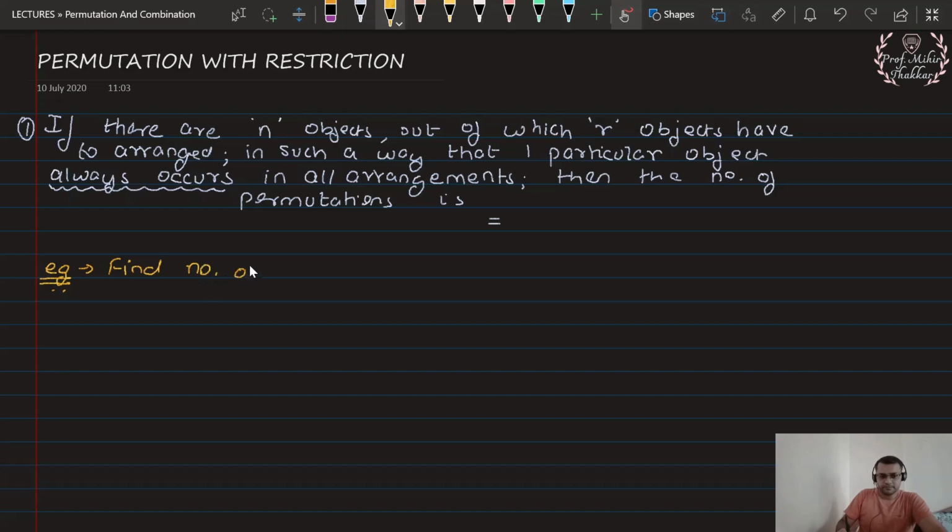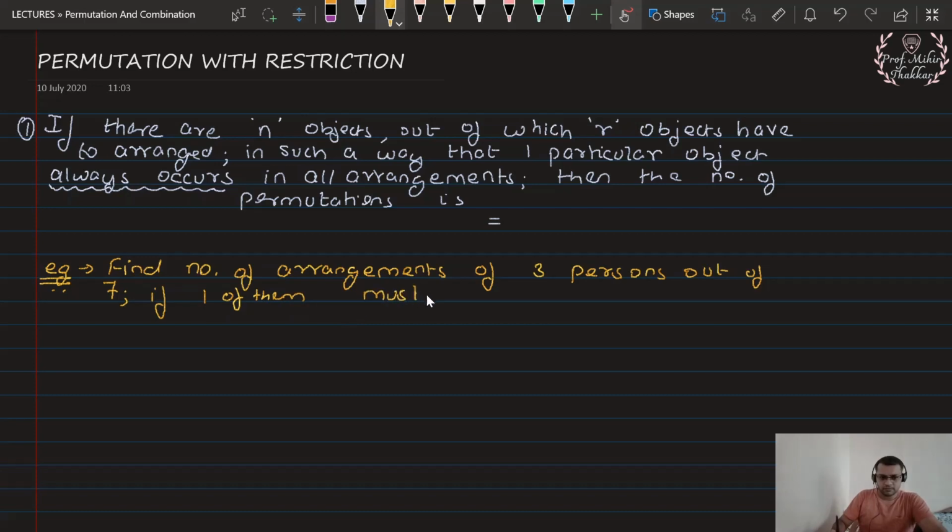Find the number of arrangements of 3 persons out of 7 if one of them must be always included in all arrangements. So what do we do?